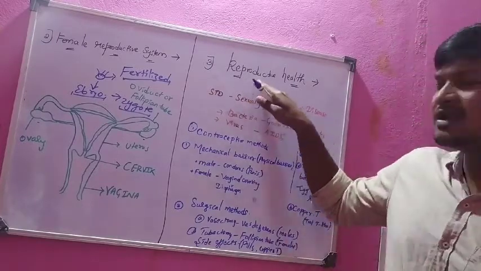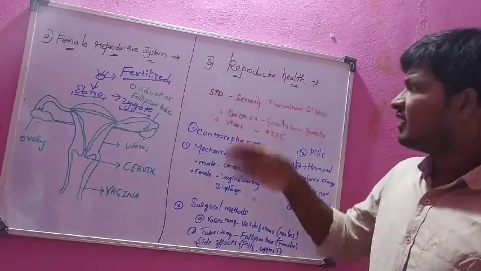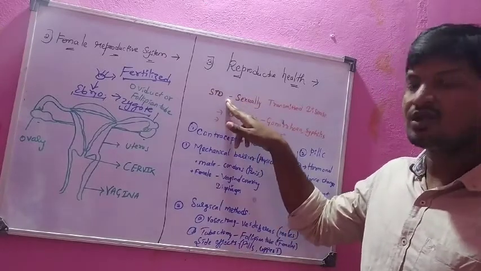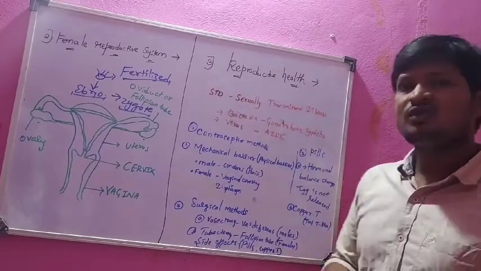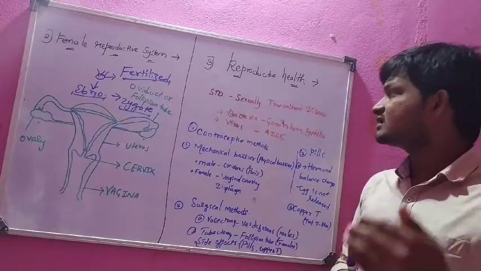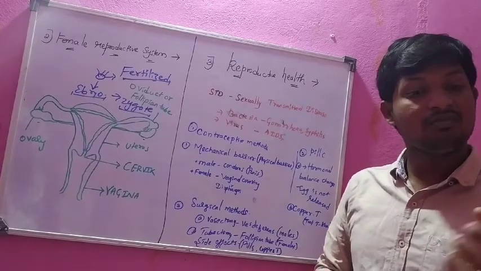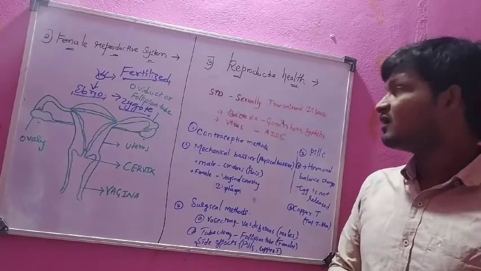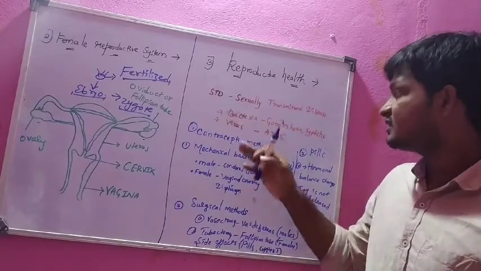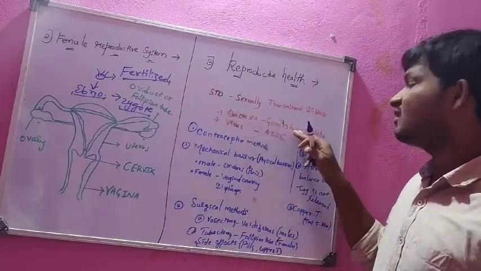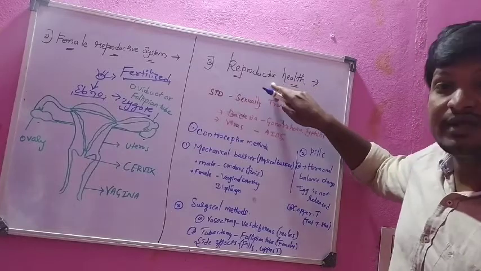Reproductive here means the reproductive organs, where diseases can occur. Under that, the main disease is STD, that is, sexually transmitted disease. When a person has sex without precautions, diseases are transmitted from one person to another. For example, bacterial or viral diseases. Bacterial diseases like gonorrhea and syphilis affect the reproductive organs.